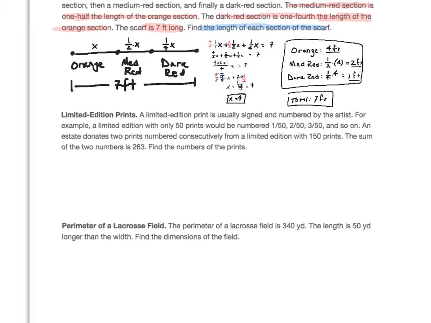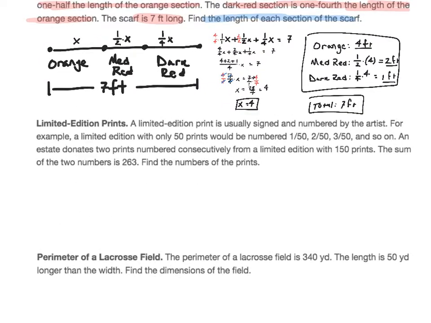On this one, it says limited edition prints. A limited edition print is usually signed and numbered by the artist. For example, a limited edition of only 50 prints would be numbered 1 out of 50, 2 out of 50, 3 out of 50, and so on. An estate donates 2 prints numbered consecutively from a limited edition with 150 prints. The sum of these two numbers is 263. So we want to find the numbers of the prints.